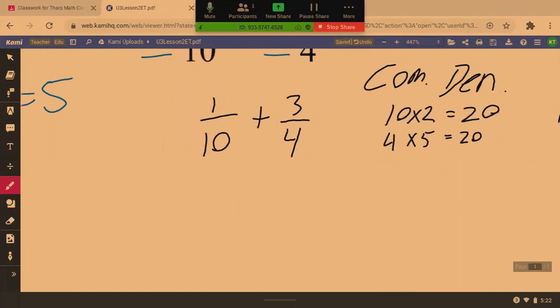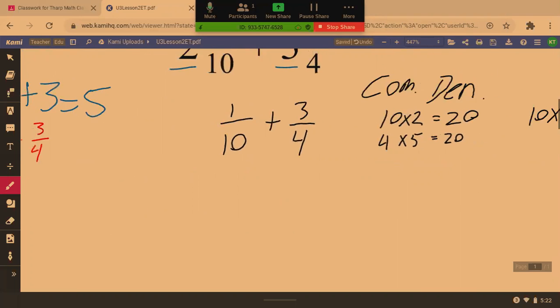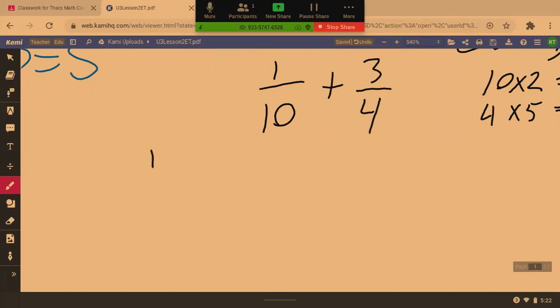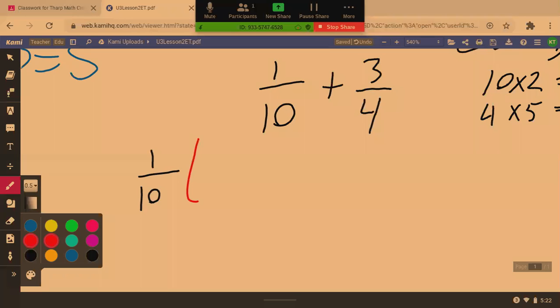So we could do both, actually. Let's do both. I got time. So let's begin. Let's manipulate 1/10. We know the common denominator is 20. So 10 times what equals 20? That is going to be 2. And whatever you do to the bottom, you have to do to the top. So 10 times 2 equals 20, 1 times 2 equals 2.